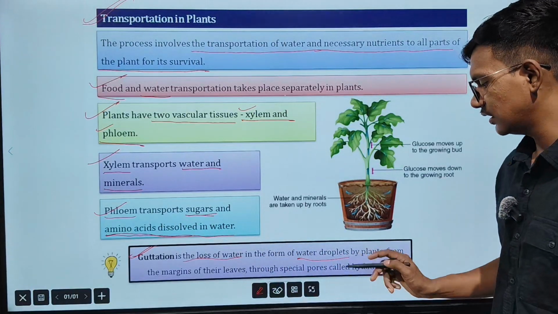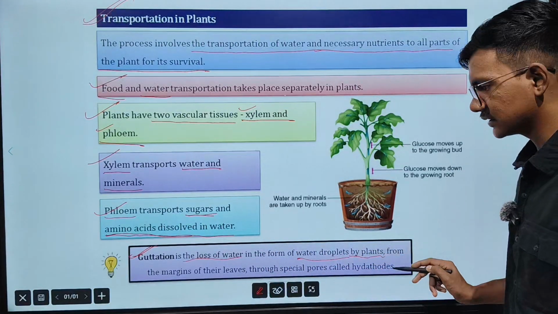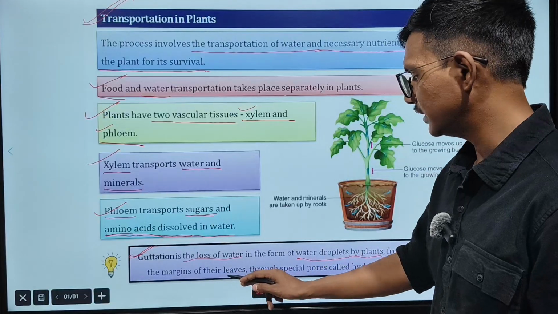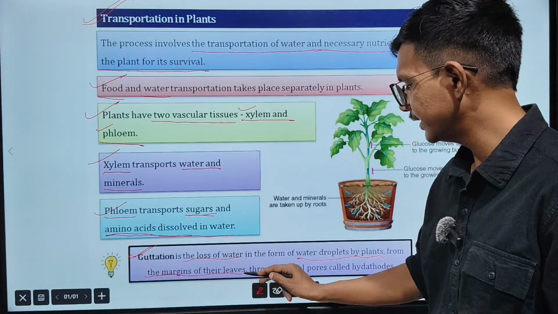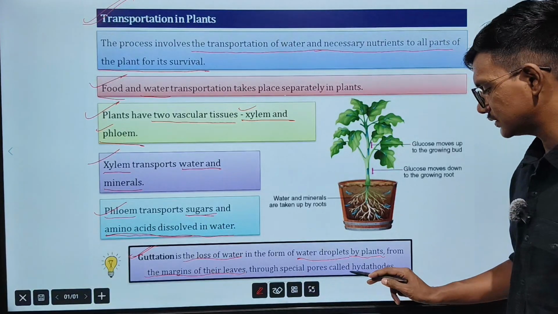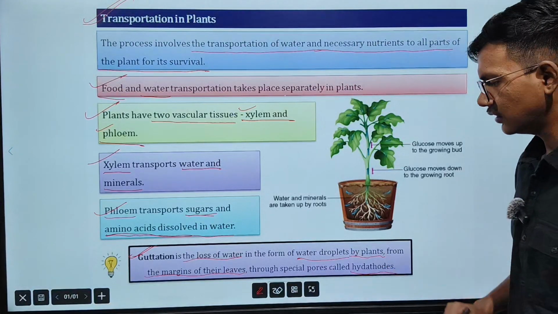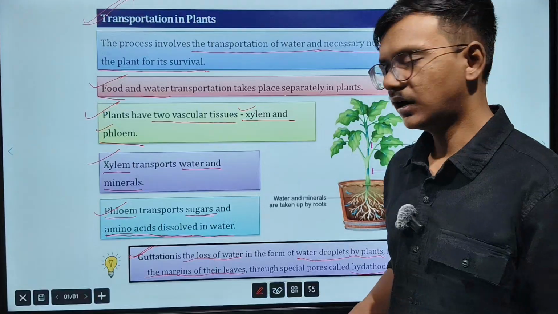happens in the form of water droplets by the plants from the margins of the leaves. From where will it occur? It will occur from the margins of the leaf through special pores known as hydathodes. So from this the guttation will occur.